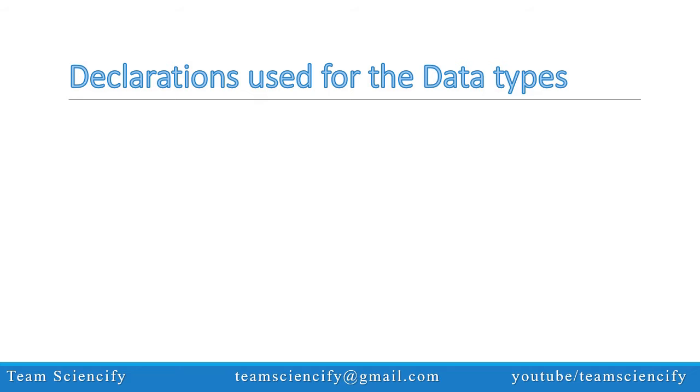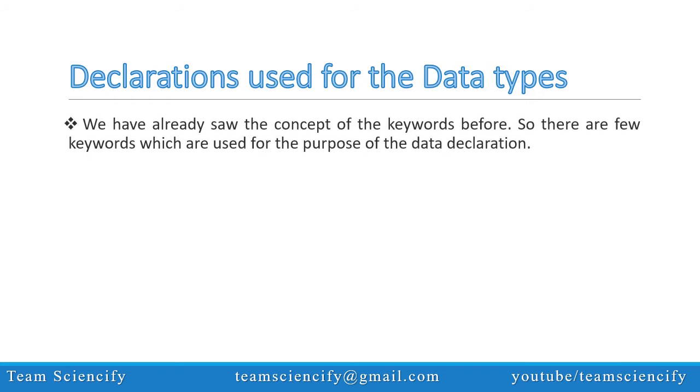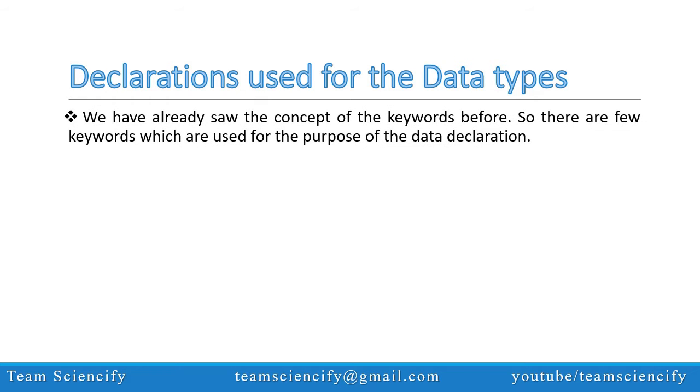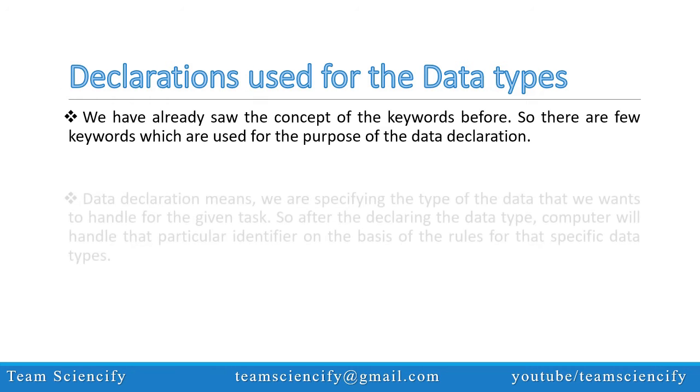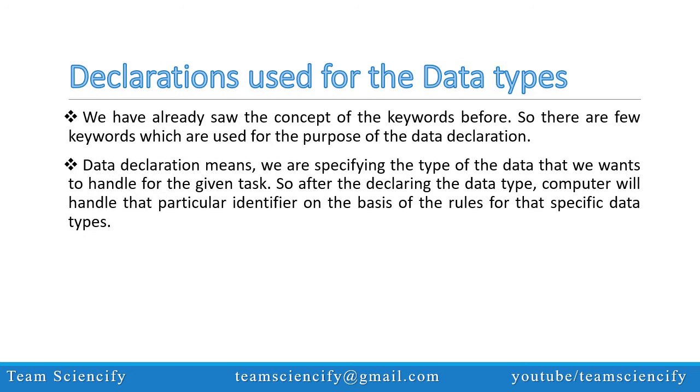Okay friends, let's move on to learn how to declare these data types in C language with proper syntax. We have already seen the concept of keywords before. So there are a few keywords which are used for the purpose of data type declaration. Data declaration means we are specifying the type of data that we want to handle for the given task. So after the declaration of the data type, the computer will handle that particular identifier on the basis of the rules for that specific data type.